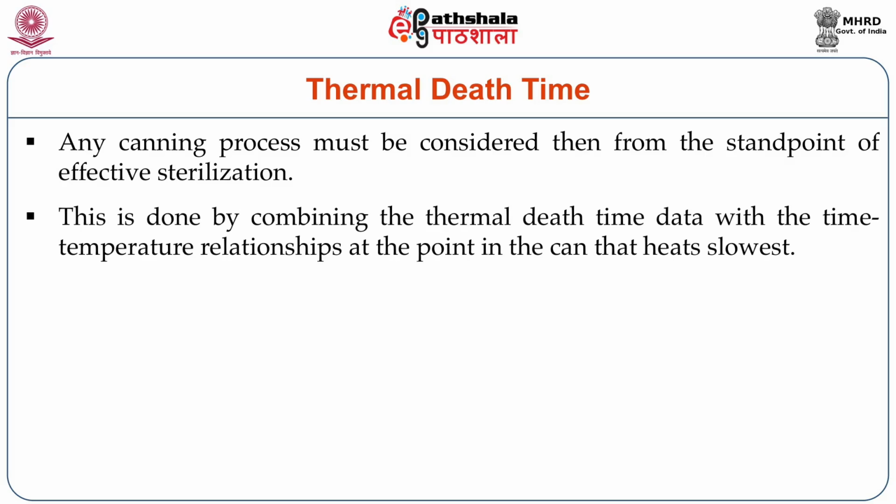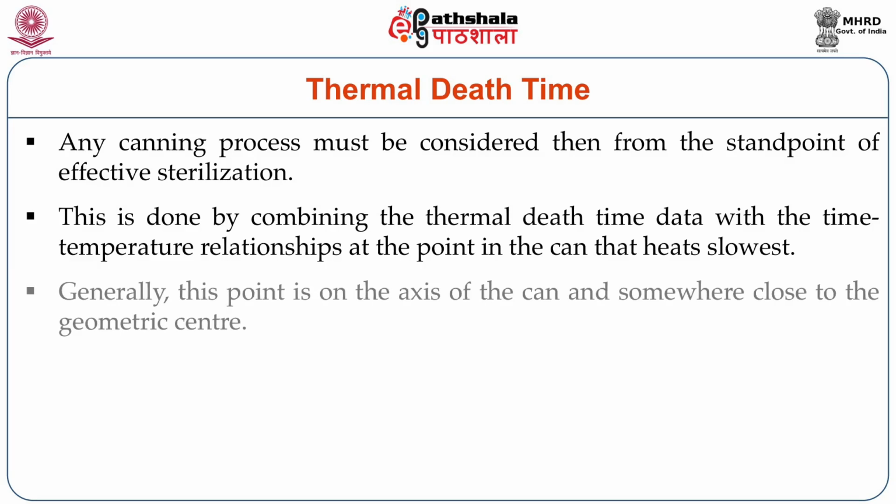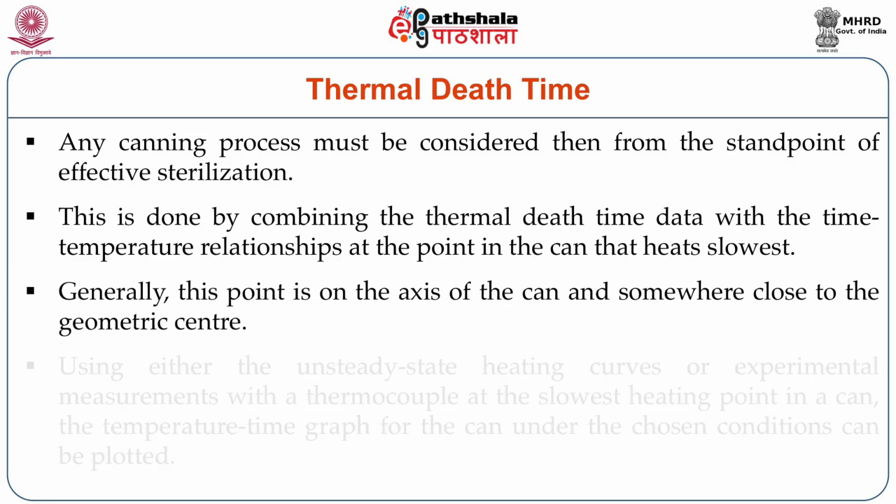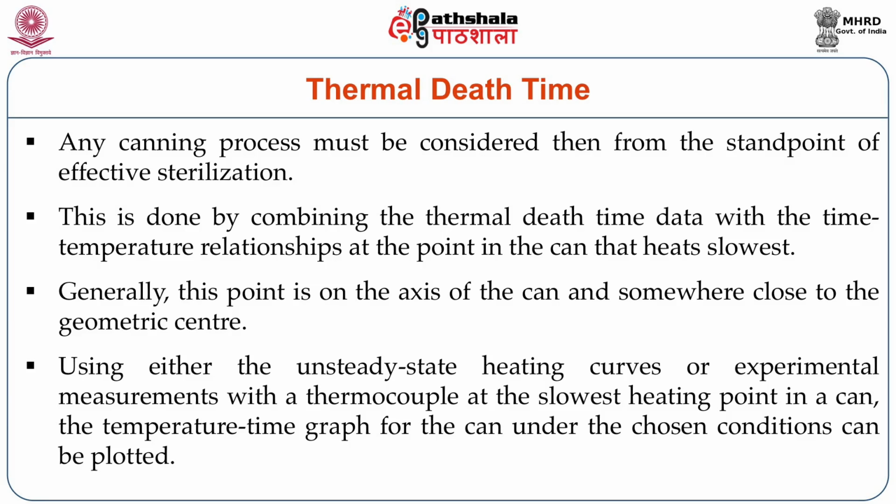This is done by combining the thermal death time data with time temperature relationships at a point in the can that heats slowest. Generally, this point is on the axis of the can and somewhere close to the geometric center. Using either unsteady state heating curves or experimental measurements with a thermocouple at the slowest heating points in a can, the temperature time graph for the can under the chosen condition can be plotted.